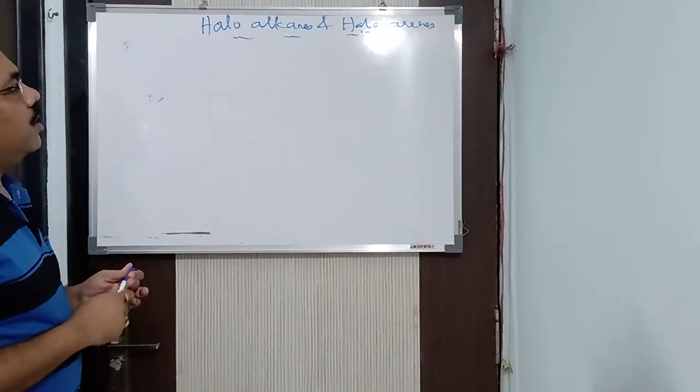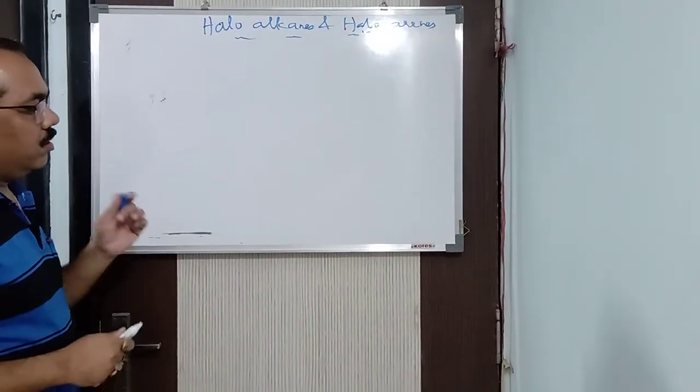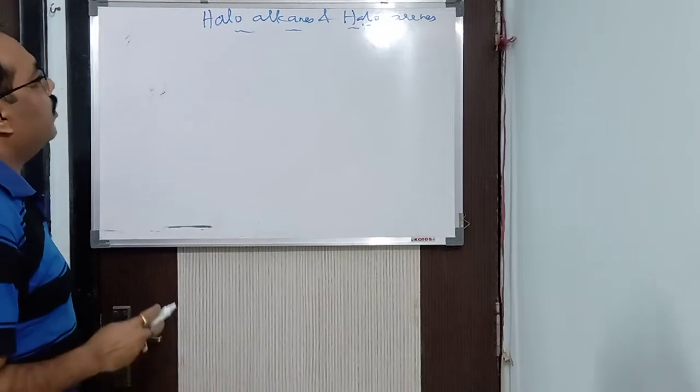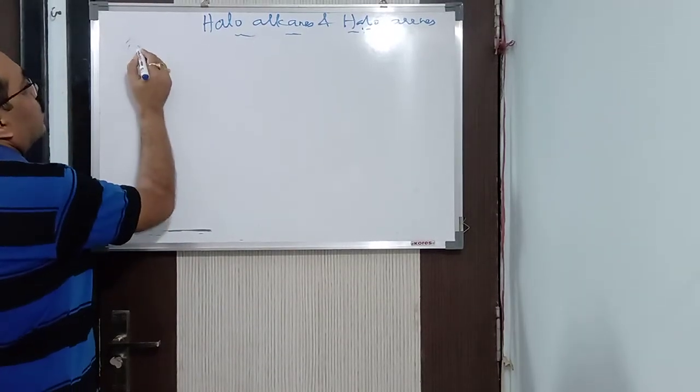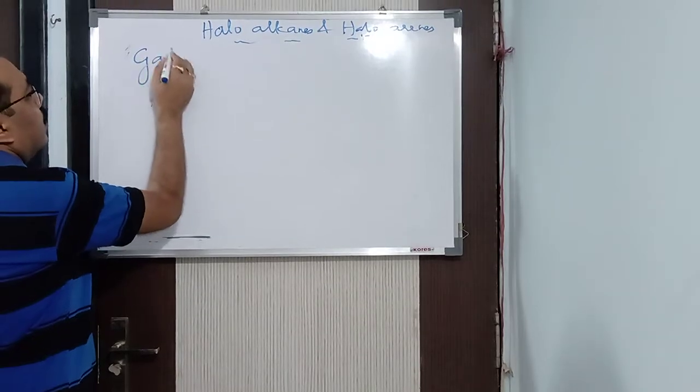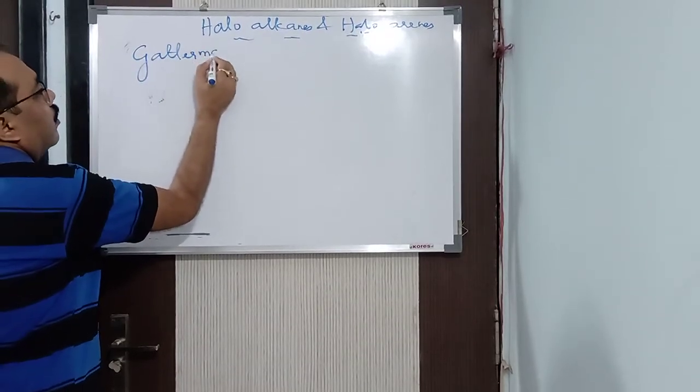We are into the last part of the preparation of haloarenes. Till the last class, we were doing the preparation of haloarenes from diazonium salts. We are into the last part. So, the first thing we will do today is the Gattermann reaction.